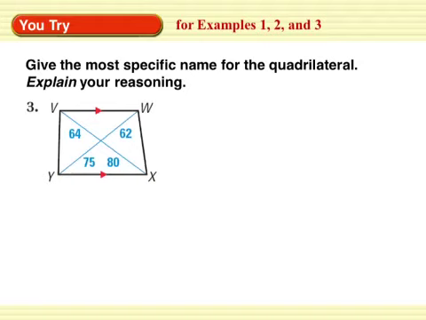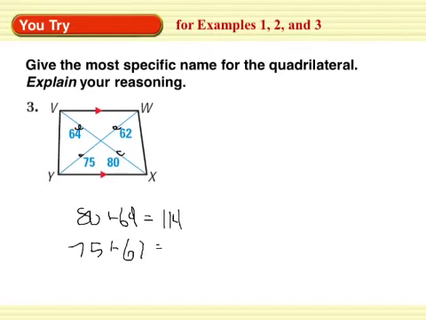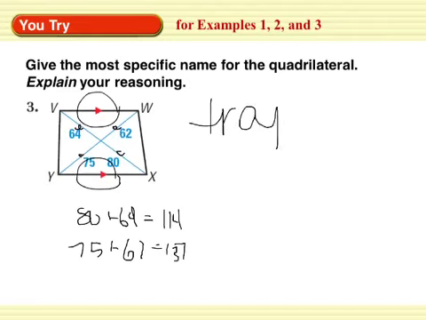Okay, here's another one. This is 64, that's 62, 75 and 80. 80 plus 64 is... 75 plus 62. Diagonals are not congruent. The opposite sides are not parallel. So I think the only thing I can say about this is a trapezoid. There's only one pair of parallel sides. The diagonals do not bisect each other. It cannot be a parallelogram. Cool. That's it. Trapezoid.